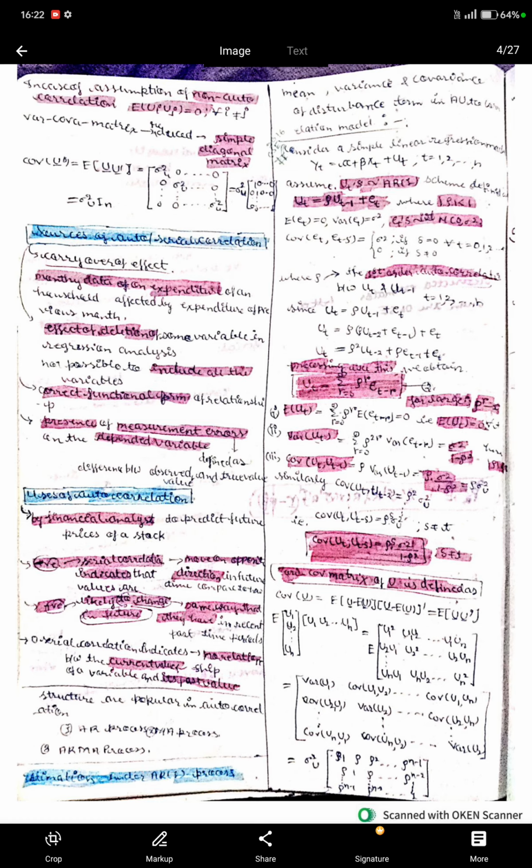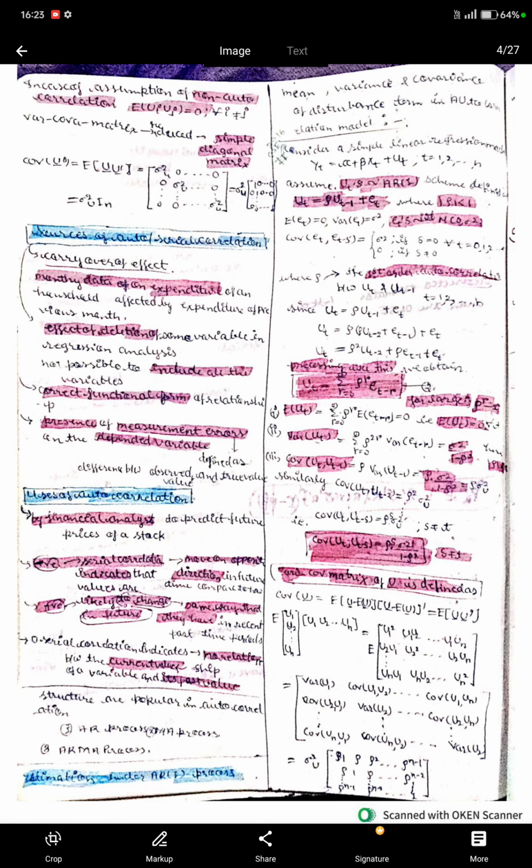variance of u_t, and u_t is an AR(1) process. Covariance of u_t, u_{t-1} equals rho times variance of u_{t-1}, which equals rho sigma squared upon 1 minus rho squared, which equals rho sigma squared u, where sigma squared u equals sigma squared e upon 1 minus rho squared.